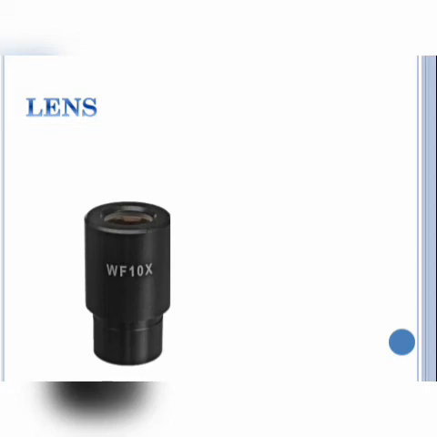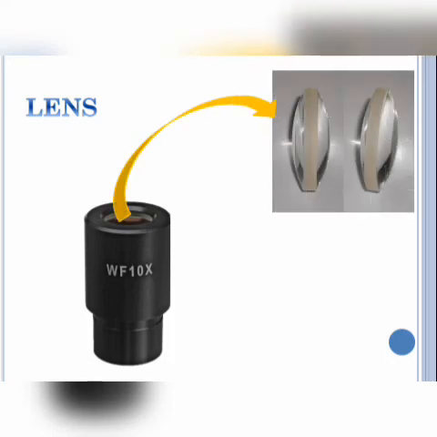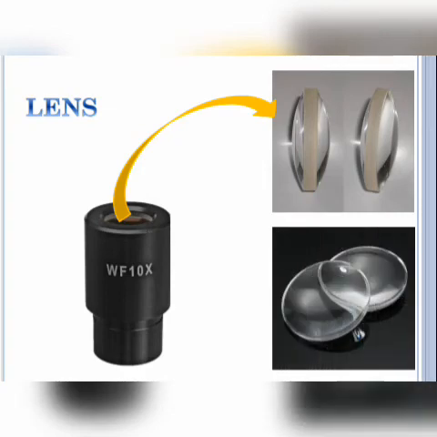The next part which we will discuss is lens. The lens is present, one at the eyepiece, one at the objective. These lenses are biconvex with different focal length. The objective lens has a short focal length, whereas the eyepiece lens has more focal length.